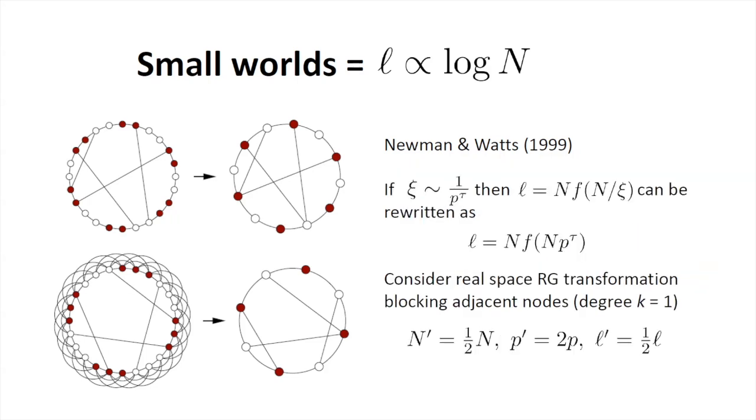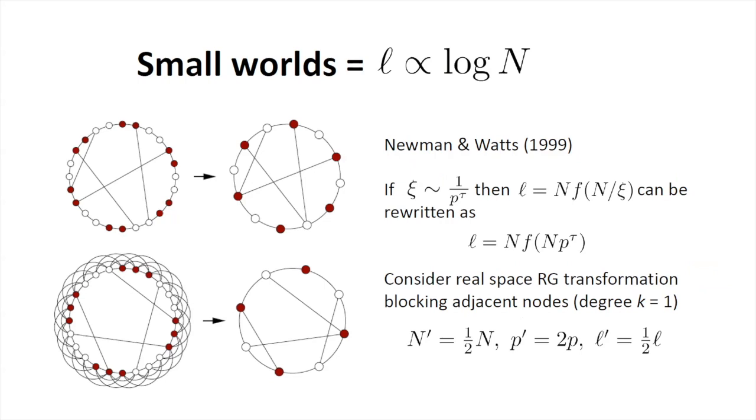So now why don't we actually do this for a renormalization group transformation? I'm just going to block off nodes in pairs of twos and see what happens. As I block off nodes in pairs of twos, the number of sites goes down by a factor of two, but the number of shortcuts doesn't get changed at all. So the probability of those shortcuts goes up by a factor of two. And of course, the average length has to shrink by a half.